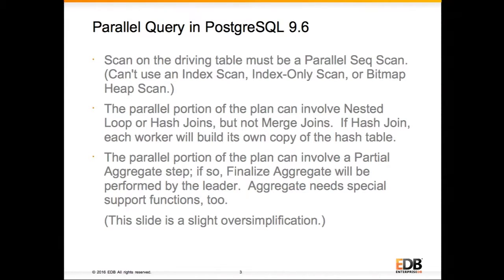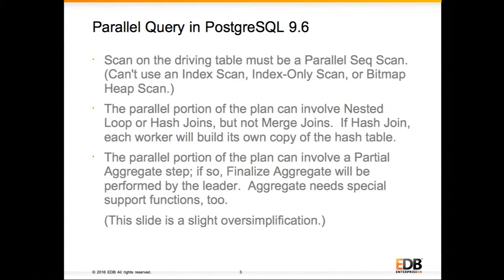In terms of joins, one of the big limitations is that we cannot do merge joins in parallel yet. The merge join algorithm is not obviously parallelizable. And we can do hash joins and nested loops, but if we do a hash join, each worker needs to build its own copy of the hash table, which is not ideal because that means that each worker is using memory and CPU time, and rather than sharing the work, you're redoing the work.